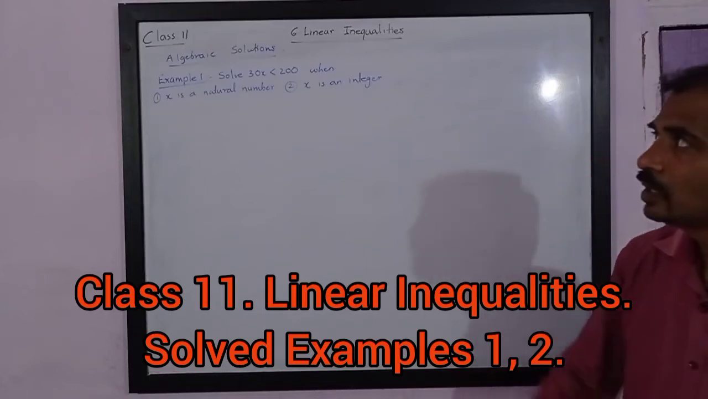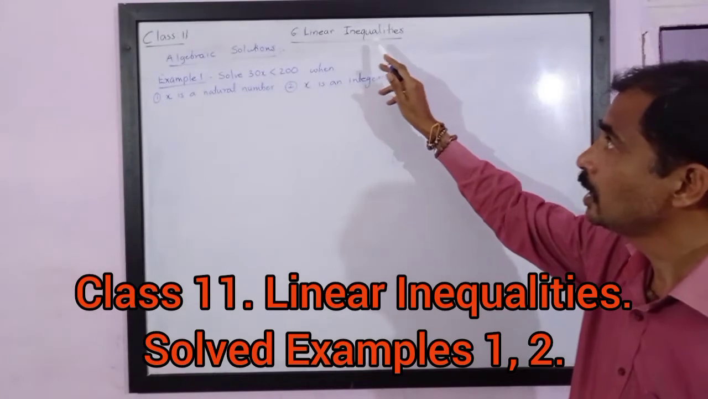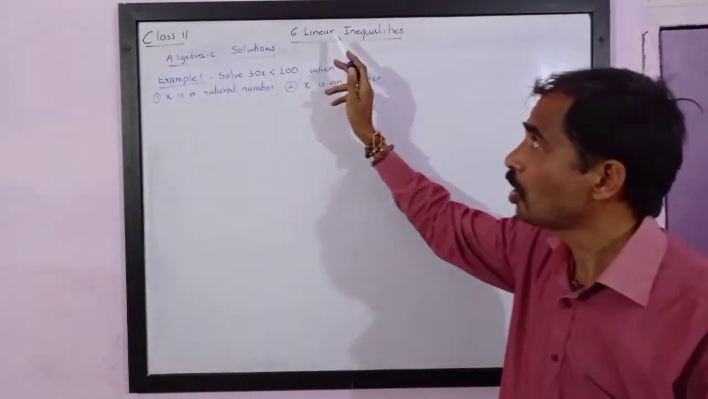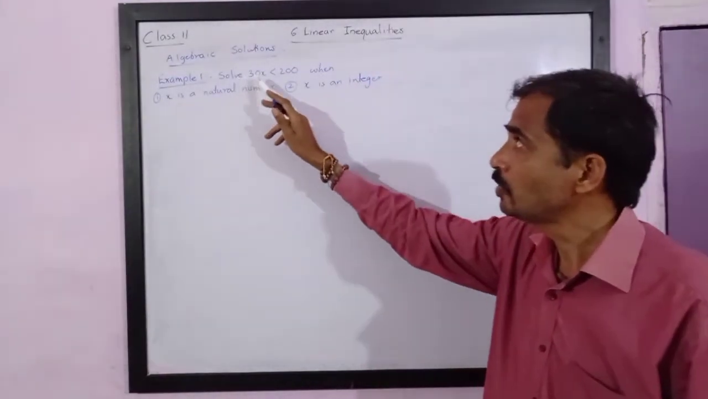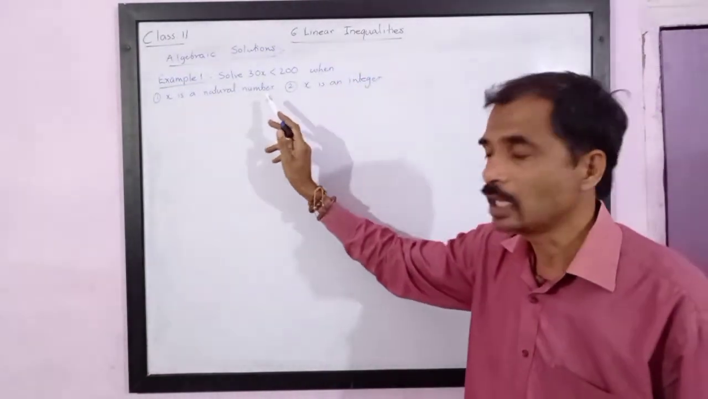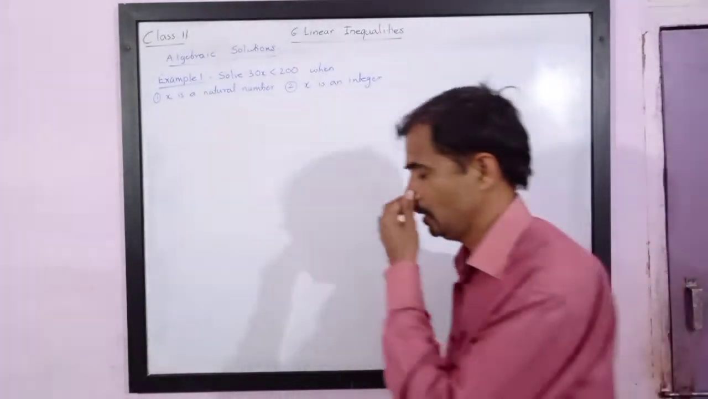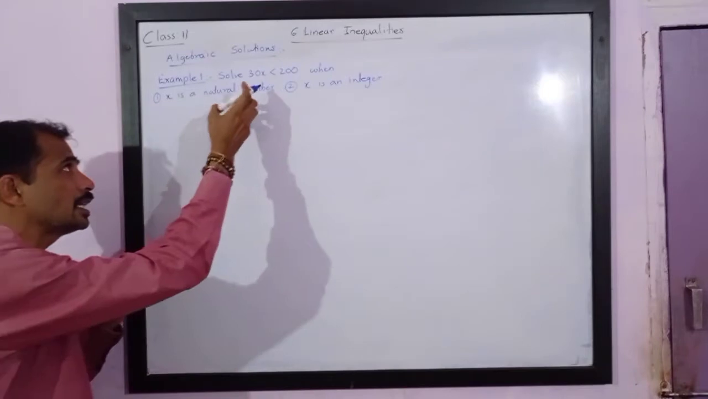Dear friends, in class 11 we are studying the 6th lesson, linear inequalities, and let us try to understand the algebraic solutions of linear inequalities. We have first example: solve 30x < 200 when x is a natural number, and second, when x is an integer. Let us try to understand this. So we have to solve 30x < 200.